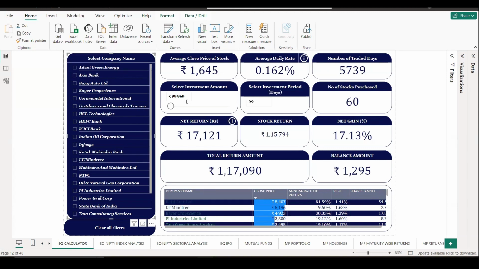So here I have selected Adani Green Energy, and average close price and its daily average return, everything is populated here. So based on all these figures, I will get the amount that I will be receiving after 99 days. That it's an estimate. It's not accurate exactly, but it's based on the past trend of the stock, and I can get a net return of 7,121 rupees by investing 99,000. That means almost 1 lakh, and I can generate a net return percentage of 17.13 percent from a period of 99 days.